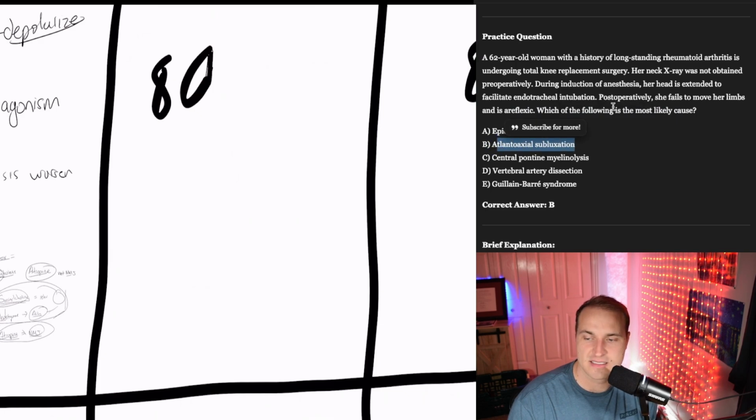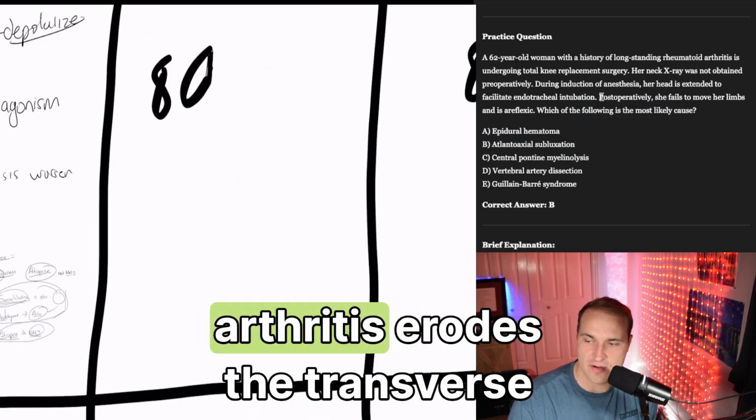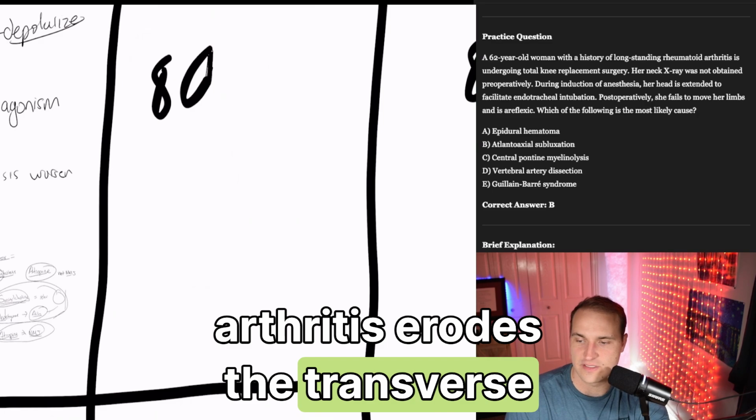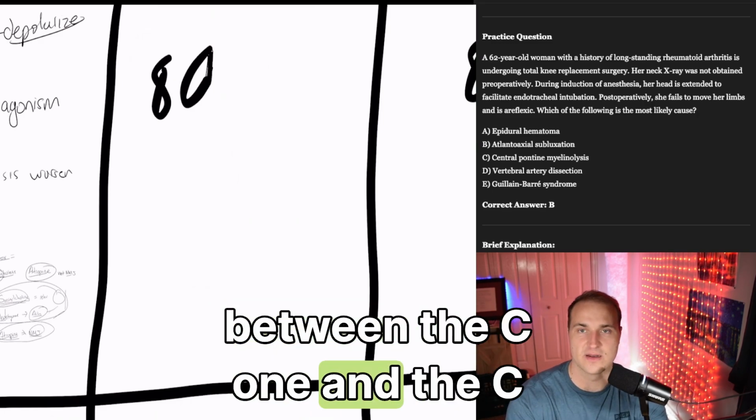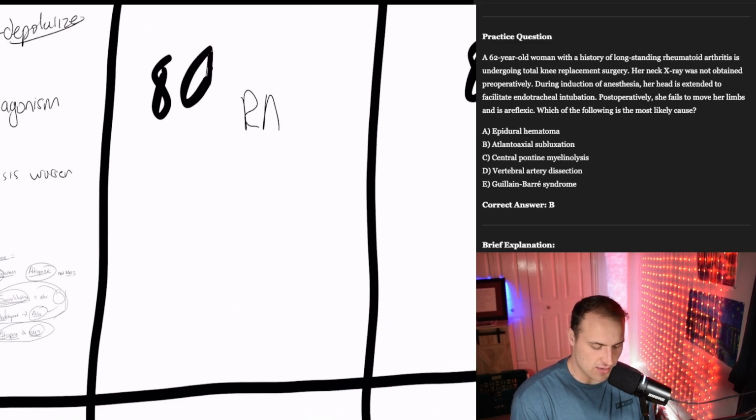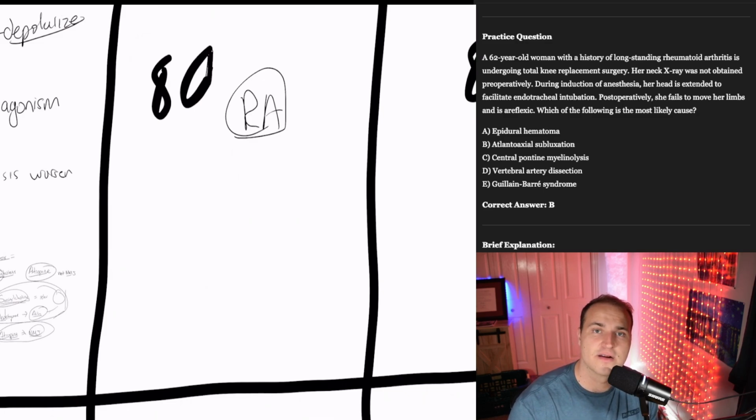Answer, atlantoaxial subluxation. This occurs when chronic rheumatoid arthritis erodes the transverse ligament. That causes instability between C1 and C2. So in these questions, somebody's going to have long-standing rheumatoid arthritis. They're going to have sudden weakness of all limbs after intubation. There are no focal neurological signs beforehand. You just intubate them and then boom, whoop. It's an atlantoaxial subluxation with spinal cord compression.